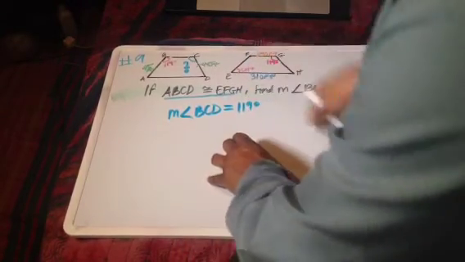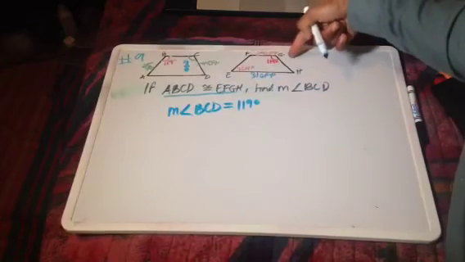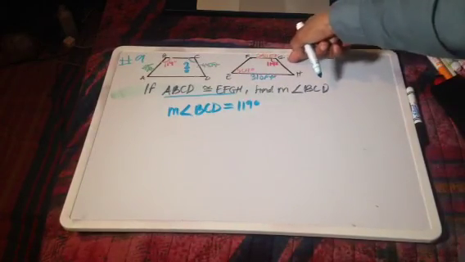So let's go ahead and write that in. So the slope of angle BCD will be equal to 119 degrees. And we know that based on the information that they've provided.